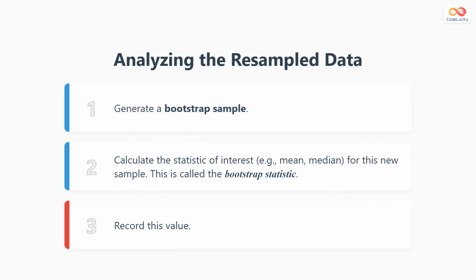Once we have this new Bootstrap sample, we analyze it just like we did the original. We calculate the statistic we are interested in, such as the mean or the median. We call this the Bootstrap Statistic. This gives us one single, what-if scenario of what our result might have looked like.